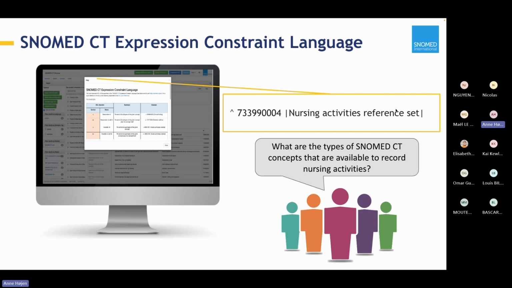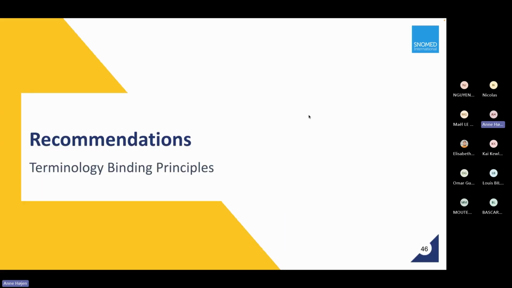So a reference set is a data representation, or it's a format that we use to represent references of SNOMED CT components. And we may have in our edition a nursing activities reference set, and we can even use the expression constraint language to say, well, we want to bind this field to all the members of the nursing activity reference sets.